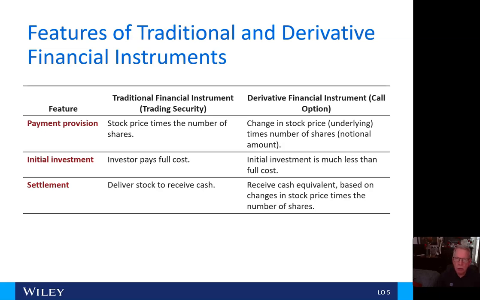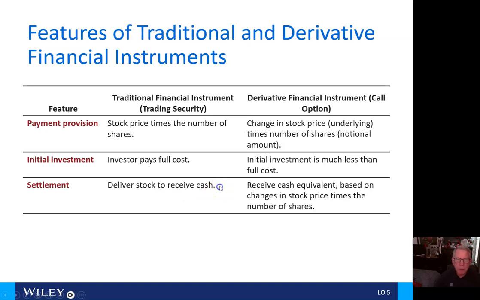The features of traditional versus derivative financial instruments. So we'll look at the traditional first here. The payment provision, that's usually the stock price times the number of shares. No magic there. The initial investment is that the investor pays the full cost, and the settlement is that we deliver stock to receive cash.